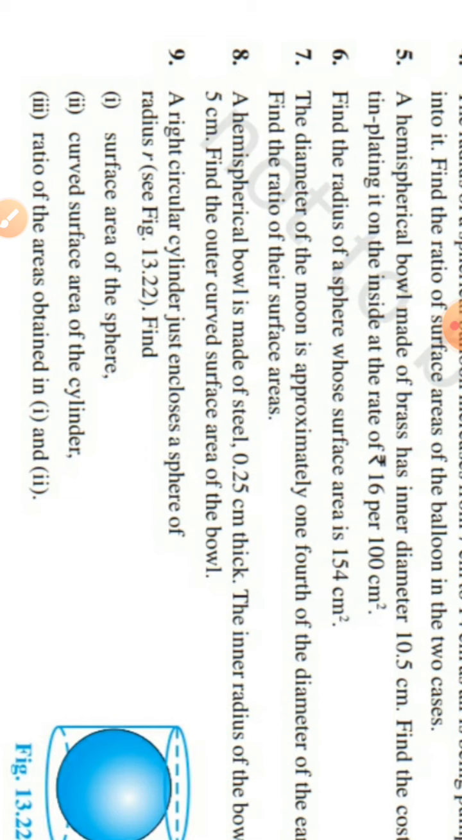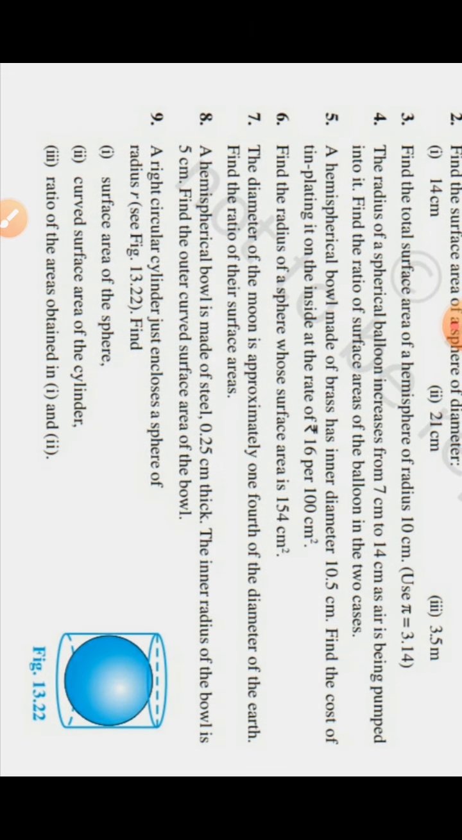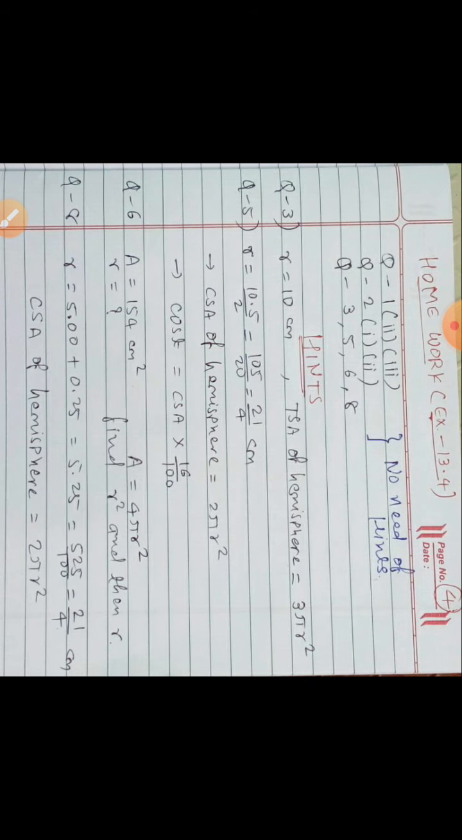Why? That is the thickness. So the radius of the outer surface becomes 5.25. Now we have to use this value of r in the formula CSA of hemisphere, 2 pi r square. Okay, so this is the new thing here. Outer radius is not given, you have to find it. After finding the outer radius only, you can find the curved surface area of the outer surface with 2 pi r square.